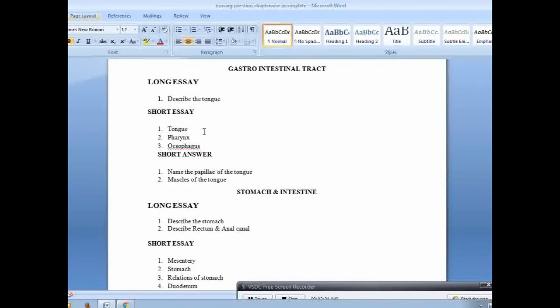Short answers. Tongue again is asked. Pharynx, mention about the formation of the pharynx, the different layers of the pharynx, the muscles of the pharynx, the nerve supply, the blood supply of the pharynx. Some of the clinical aspects which are related to the pharynx also can be mentioned. Esophagus, the length of the esophagus, the extent of the esophagus, the constrictions of the esophagus, the relations of the esophagus, nerve supply, blood supply of it.